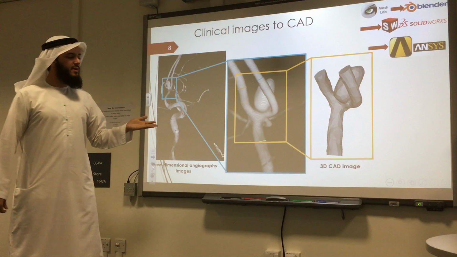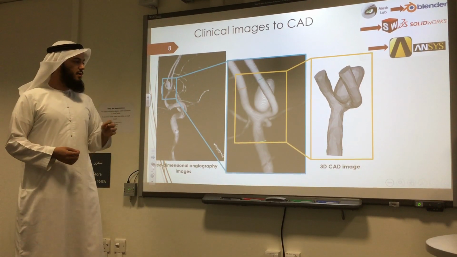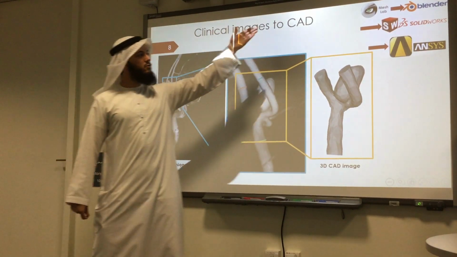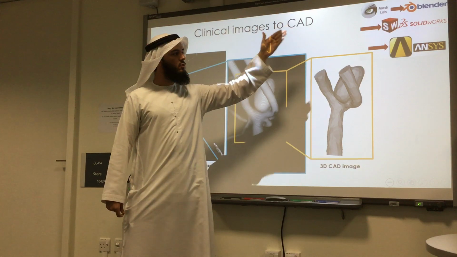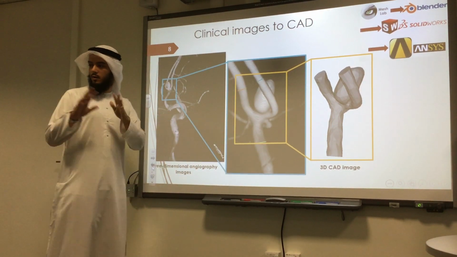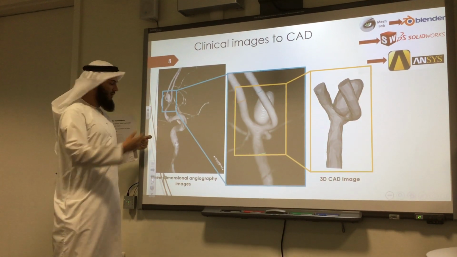And this is the 3D CAD image. Basically, what we do is we reconstruct the image, because the quality that we get from the angiography machine is a little bit bad. So we use MeshLab, Blender, SolidWorks, and finally we use ANSYS to reconstruct the image and fix the topology until we get this image.